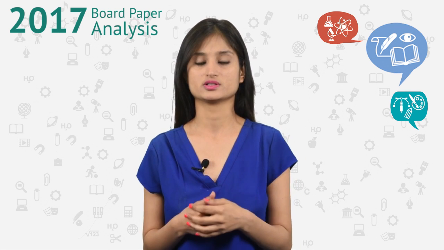Secondly, this time there was no practical question from common size and comparative income statements. Rather, there was a straight 4-mark theory question from this chapter. If you talk about the time constraint, of course, the paper was very lengthy. The students must have had a tough time in writing the complete paper.